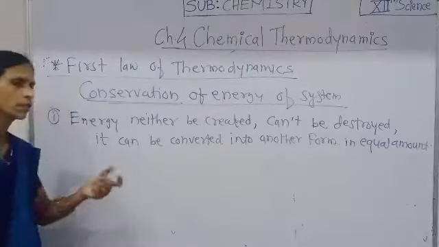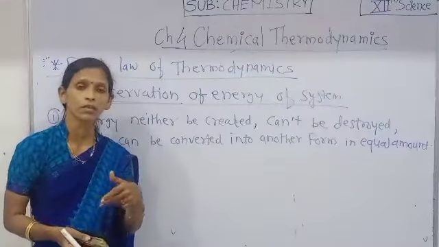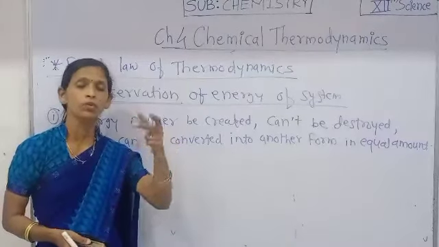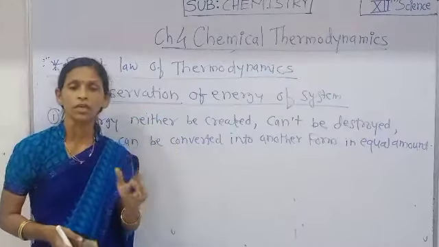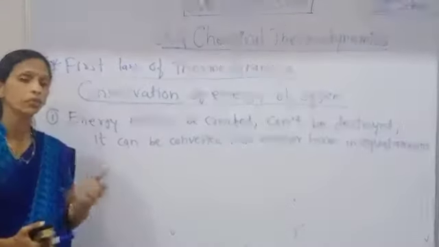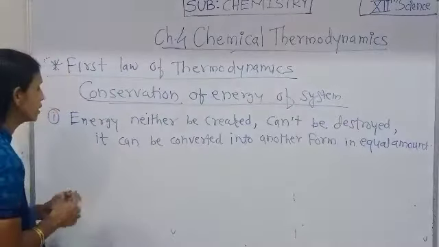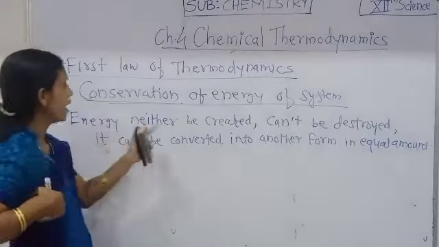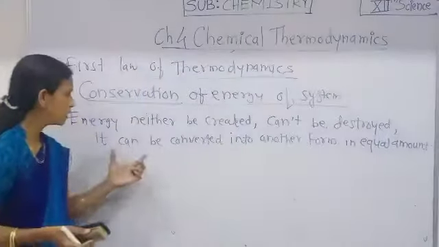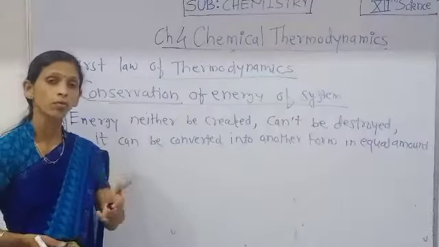That means when electricity is consumed, it is converted into light energy as well as heat energy in different types of electrical gadgets. That is one example of the energy conservation law. And one more statement: energy can neither be created in the system nor be destroyed. That means one form of energy is converted into another form of energy.